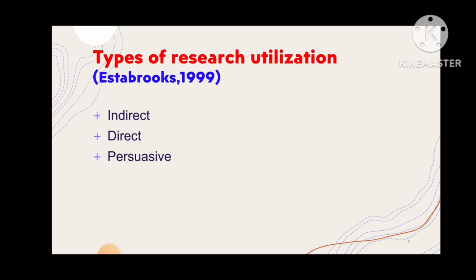There are three types of research utilization. The first is indirect research utilization, otherwise known as conceptual utilization, which involves changes in nurses' thinking. The second is direct research utilization, otherwise known as instrumental utilization, which involves direct use of findings in giving patient care. The third is persuasive utilization, which involves using findings to persuade others, those in the decision-making process, the policy makers, to make changes in policies and practices relevant to nursing care. So these are the three types of research utilization.